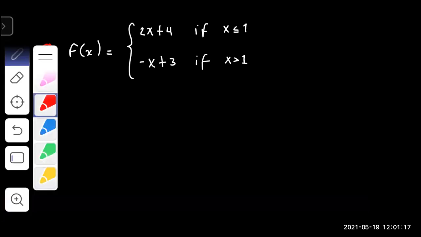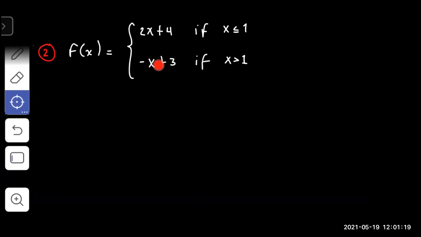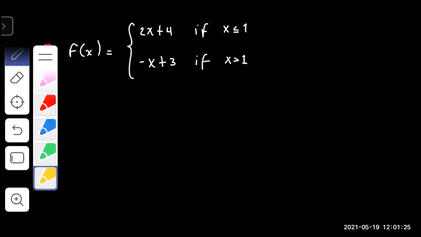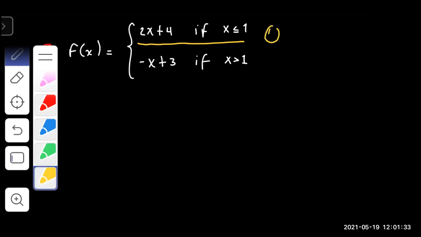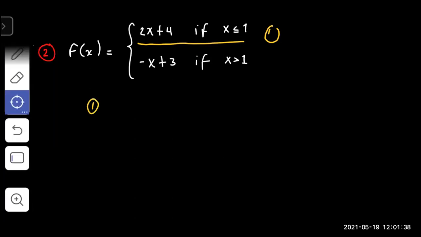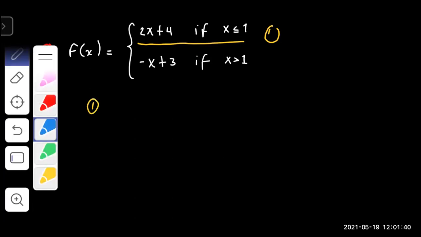Again, we are asked to graph this piecewise defined function. It's like we have 2 functions at the same time. So the first thing I'm going to do is take the first equation and forget about the second one. I'm going to work just with that one. Let's identify the information. What information do I need? The y-intercept and the slope.